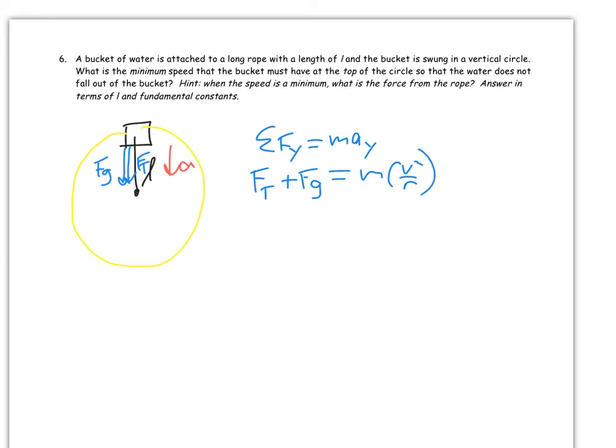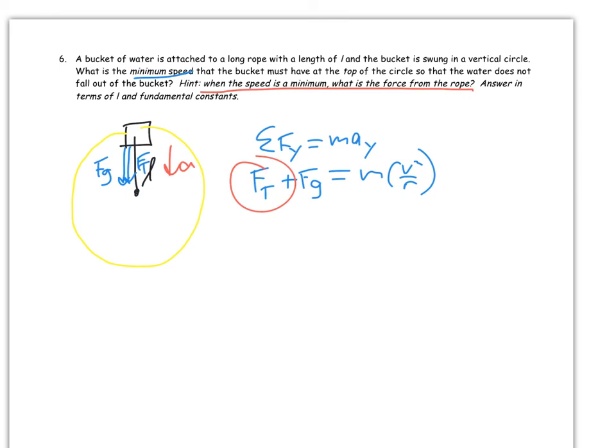And so we want to derive an expression for the velocity of the bucket, but we have a little bit of a problem here, and that is this force of tension. We don't really know anything about that force of tension. So we need to think about our concepts for a second. And we do have this hint here: when the speed is a minimum, what is the force on the rope?